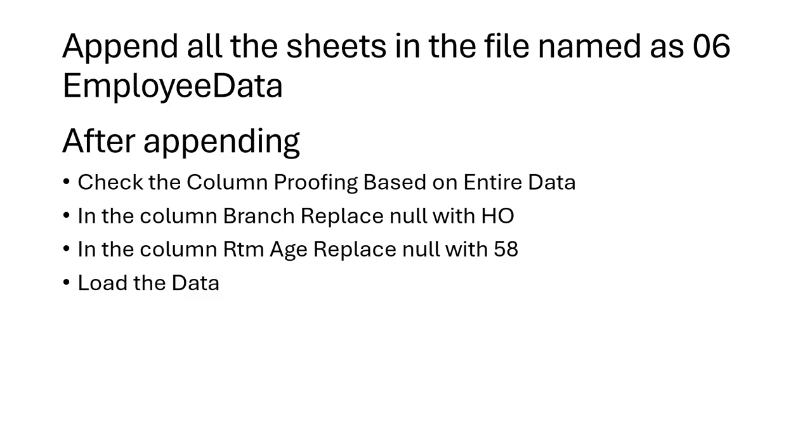Append all the sheets in the file named 06. After appending, replace wherever the branch is null. Another question has been added earlier: check column profiling for the entire data set. You have to do column profiling for the whole data set. Column profiling for the entire data set. Wherever the branch name is null, replace with HO. Wherever the retirement age is null, replace with 58. Try it.